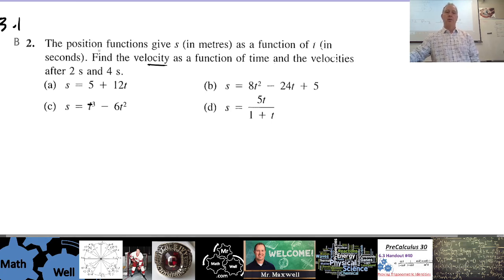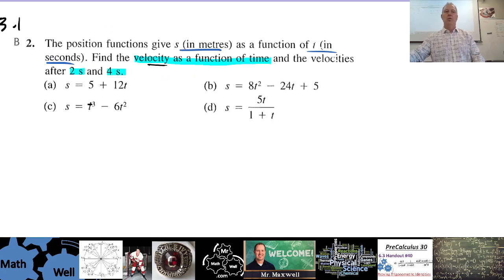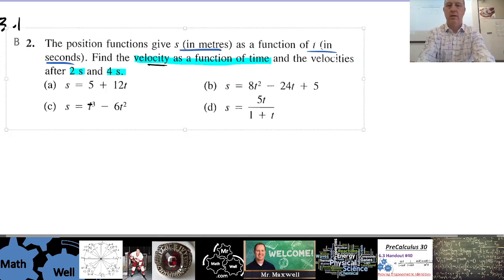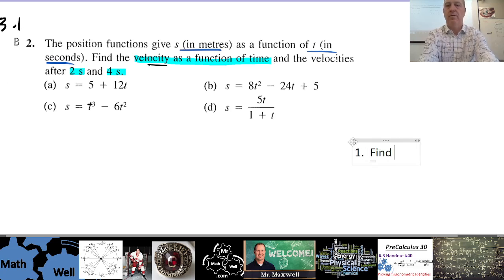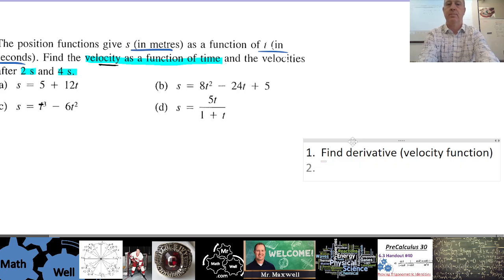This question says the position function gives s in meters as a function of time t in seconds. Find the velocity as a function of time. So we are looking for the expression of velocity. Velocity would be s prime, the position function prime, and the velocity after 2 and 4 seconds. Here, I'm going to type this out over here. Find the derivative, and that will be the velocity function. And then we're going to input t values to find the velocities.